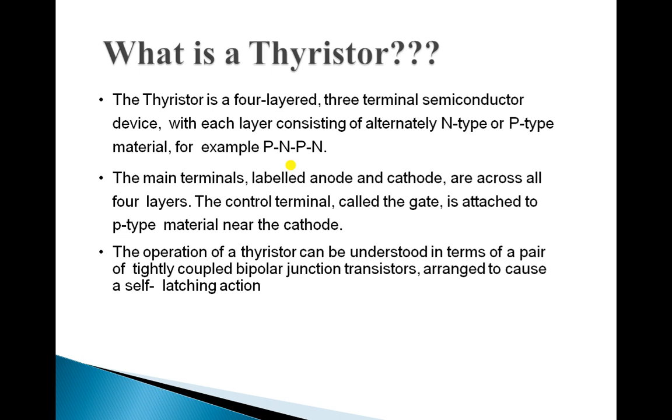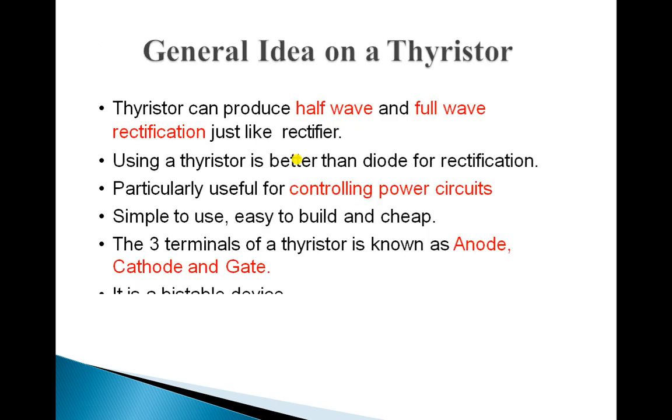Anode is the positive polarity, cathode has the negative polarity, and the third terminal is the control terminal, which is known as gate, and it is always connected to the p-type material. And the important thing is that the operation of the thyristor can be understood in terms of a pair of tightly coupled bipolar junction transistors. It means the thyristor can be considered as two BJTs connected back to back. We can see this in further slides.